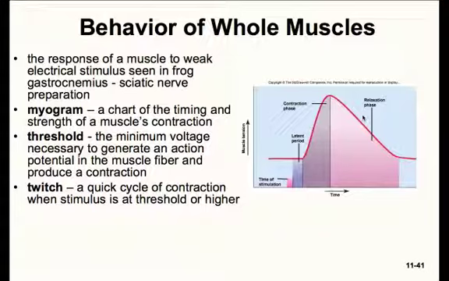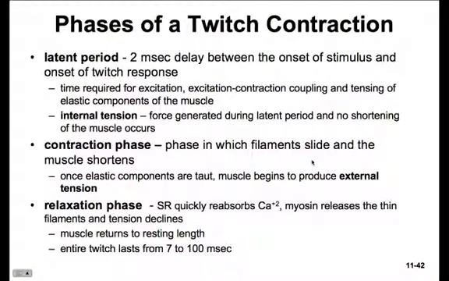This figure on the right illustrates this. The time of stimulus and then a contraction. If we reach this threshold level of stimulus, then the contraction can happen. There's a latent period or a delay between the onset of the stimulus and the onset of the twitch response.